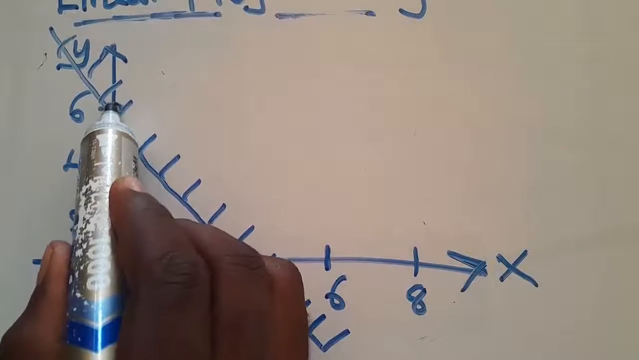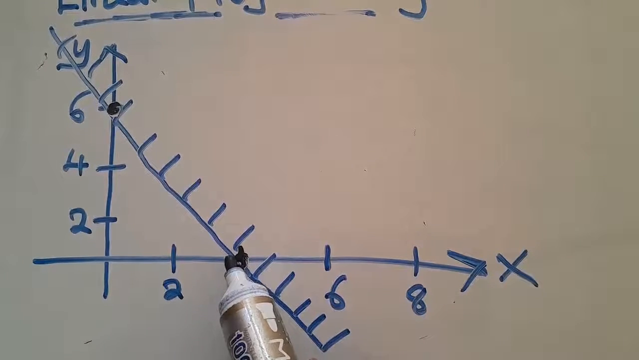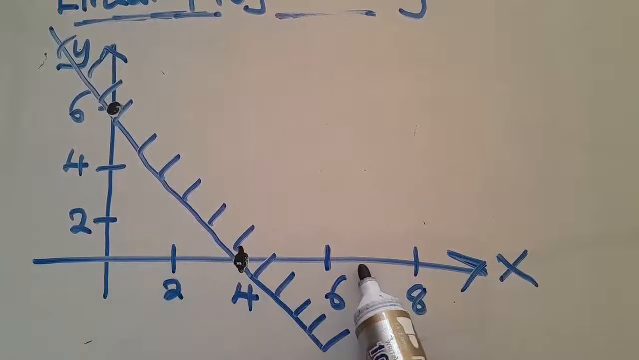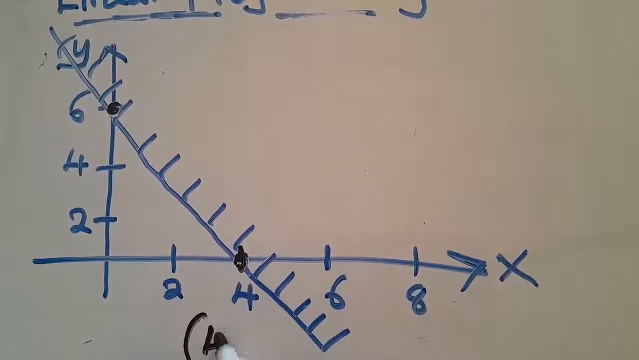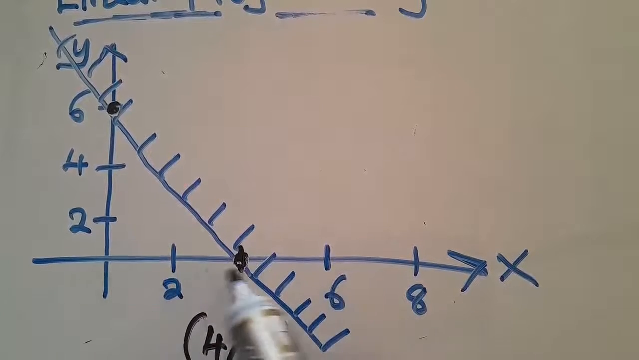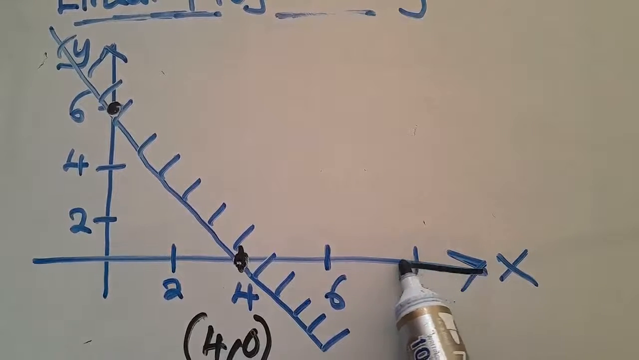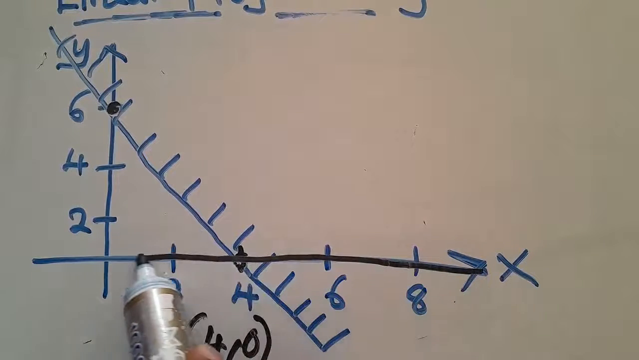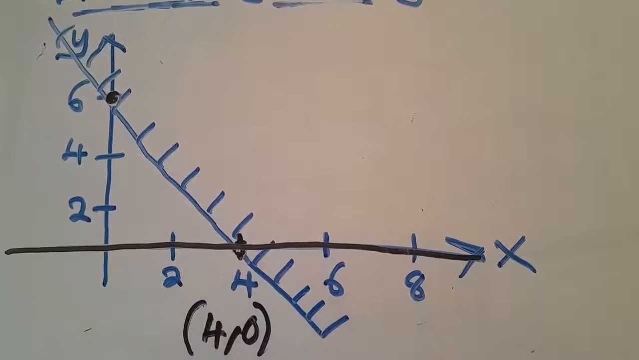Then it is passing through a 6 there. So what are the coordinates that are here? This is the x-axis. In the x-axis, y is equal to 0. So this is 4, 0. As long as the coordinate is lying on this axis, y is 0. So this is it.